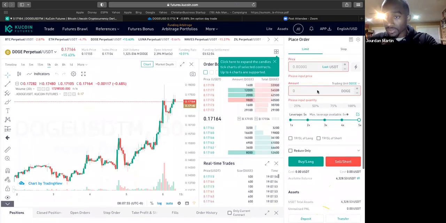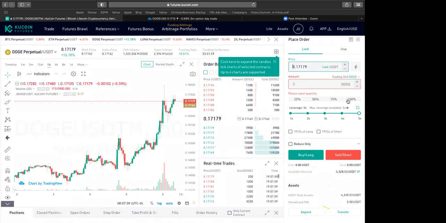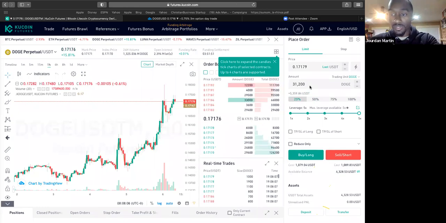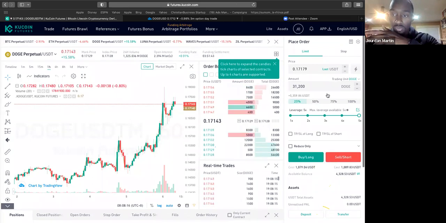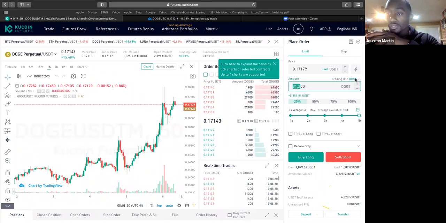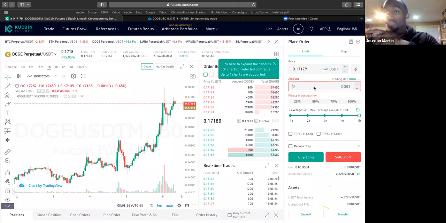If I want to go short, I'm going to put the price as the last price it was at. Let's say I want to put 25% of the current amount I have in my account to trade this with. I would just put that in and then hit sell short, and it would activate the actual trade. So this is Doge. Let's switch this. And that's really the simple way of looking at it.